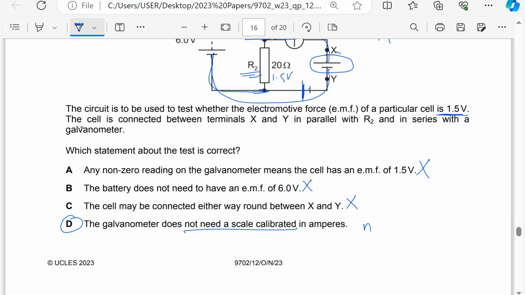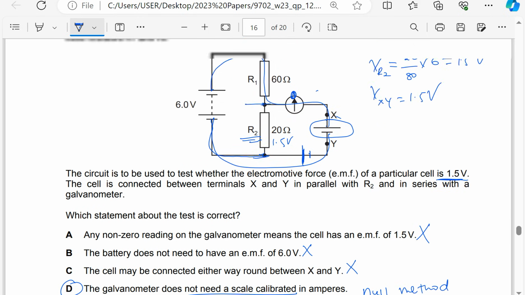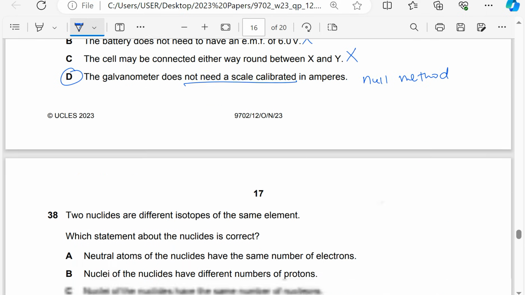This is what you call the null method. The null method of taking a reading, you mentioned this with your teacher. A reading is only correct when the galvanometer reads 0. So we don't need to calibrate on both sides of the galvanometer, because if the cell EMF is 1.5, remember the PD across R2 is 1.5, there is balance. So we don't need any deflection. So the answer is D.